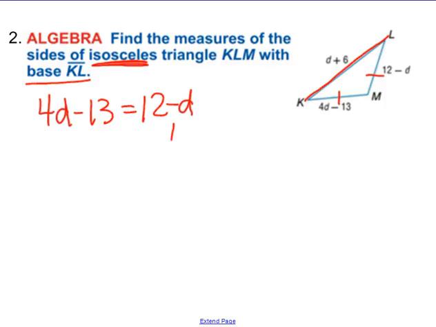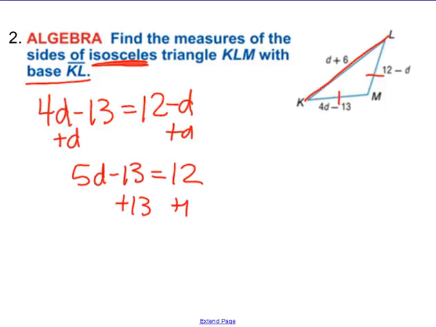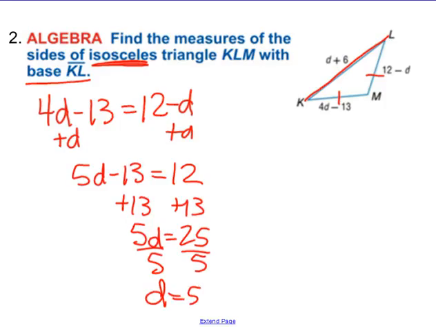So now all we have to do is add D, 5D minus 13 equals 12. Now we're going to add 13 to both sides. We get 5D equals 25. Divide by 5. And D equals 5. Well, we're not quite finished with that, though. So now it says, find the measures of the sides. Up here, find the measures of the sides.